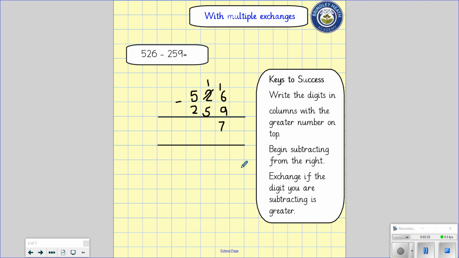1 take away 5. Now I can't do that because 5 is greater than 1, so I've got to exchange from my hundreds column. So I'm now left with 4 hundreds, and I can give that 100 and exchange it for 10 tens. So I've now got 110 take away 50, but when we're doing column subtraction we keep it simple and we say 11 take away 5, which is 6. And then in my hundreds column I've now got 4 take away 2, which is 2. So the answer to my calculation is 267.